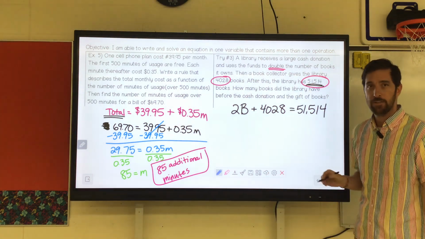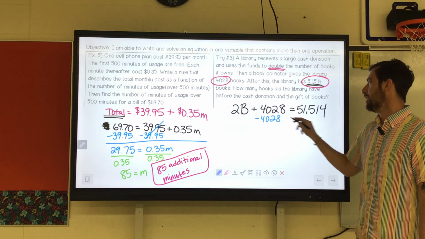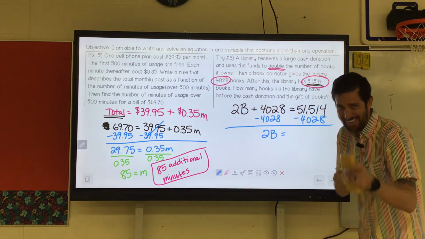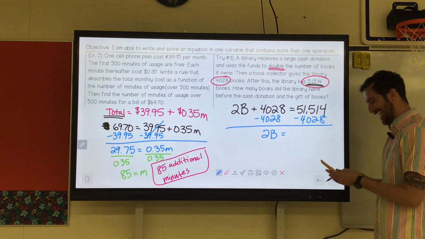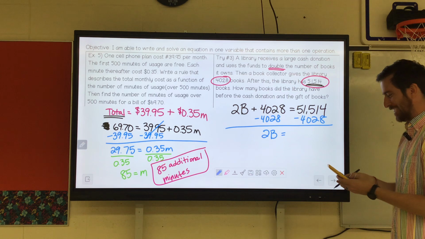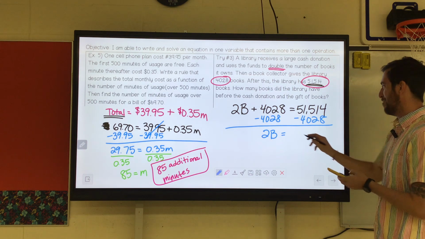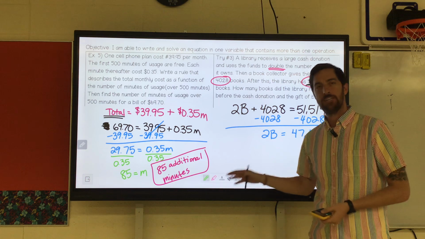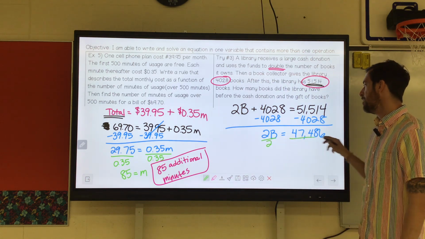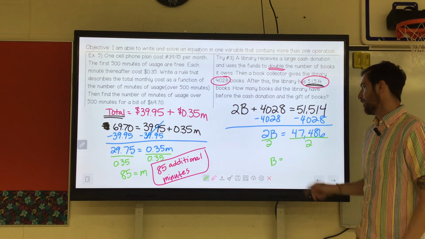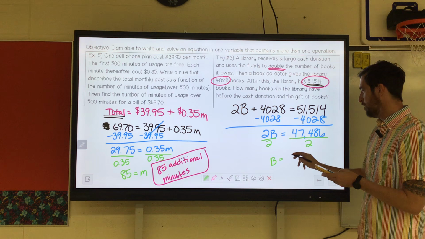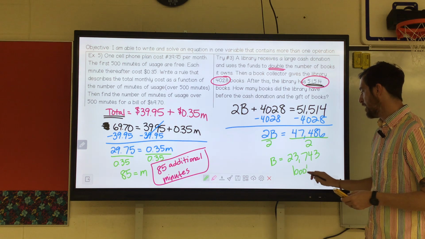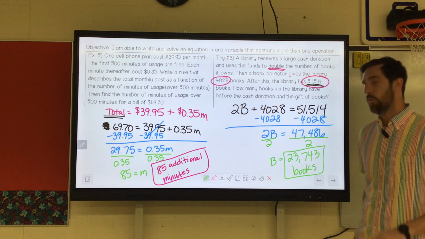There's our equation. Now we're going to do our 2 steps. I see plus 4,028, so I'm going to subtract 4,028. I know you're thinking it at home, folks. 51,514 minus 4,028. We got 47,486. We got to get rid of that 2. 2 times B, so we're going to divide by 2. 47,486 divided by 2 is 23,743. And what are we talking about? We're talking about books, baby. Whew, that was a tough one.